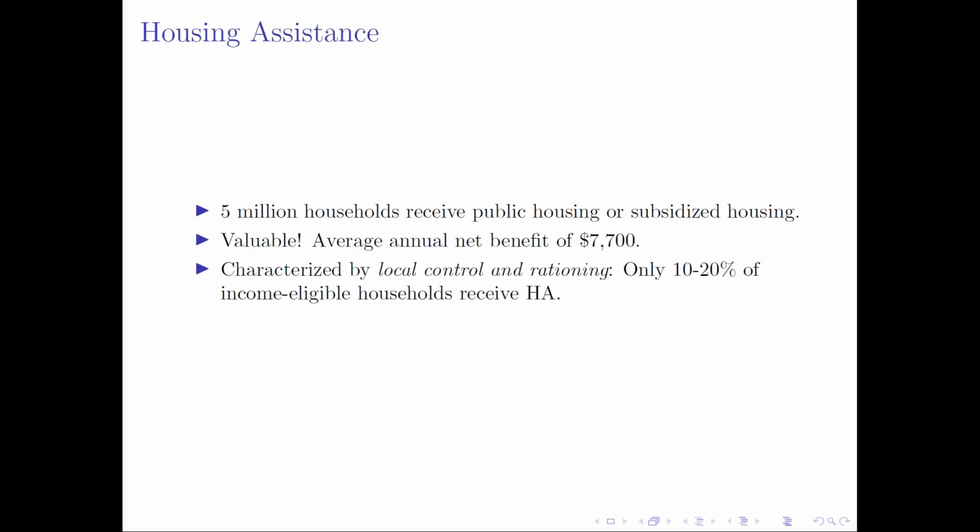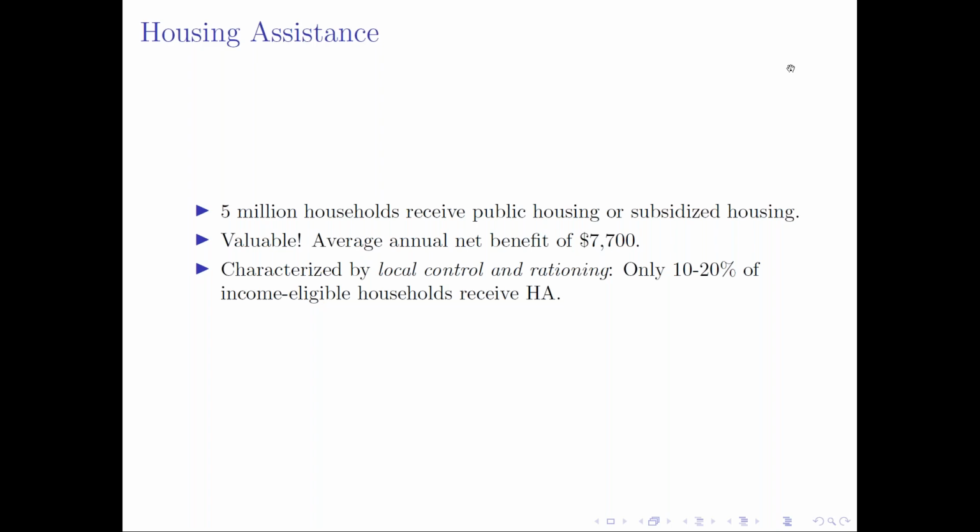Overall, this project is going to be about the interaction between two programs, housing assistance and SSI. As a brief introduction, housing assistance is a big program in the U.S. About 5 million households receive either public housing or subsidized housing, which together can be called housing assistance. There are a number of smaller programs as well that could be included. If you're a household that receives it, it's a pretty valuable benefit. On average, you receive almost $8,000 worth of annual benefits from it. That's more than twice as much as the average household receives from SNAP or food stamps.